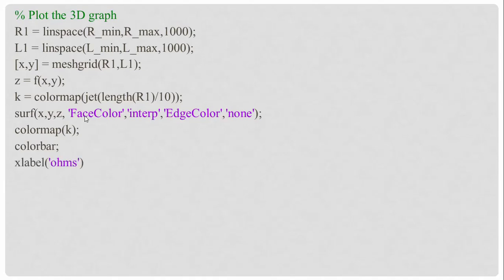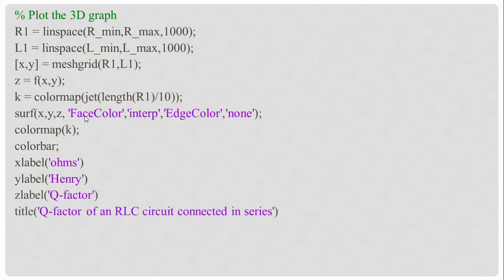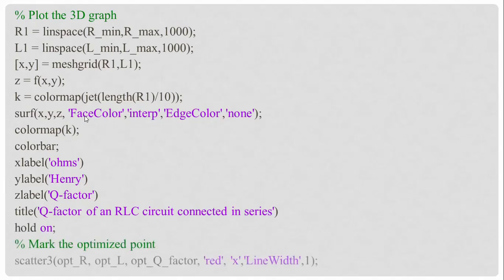These are all the functions for updating the colors in the graph. So the X label is resistance in ohms, the Y label is inductance in Henry, and the Z label is just Q factor. And this is the title. And here we will mark the optimized point with a different indicator. Scatter3 is used when the three axes are present and we need to point only particular points. So this is the complete code. Now we will see the execution of the code.